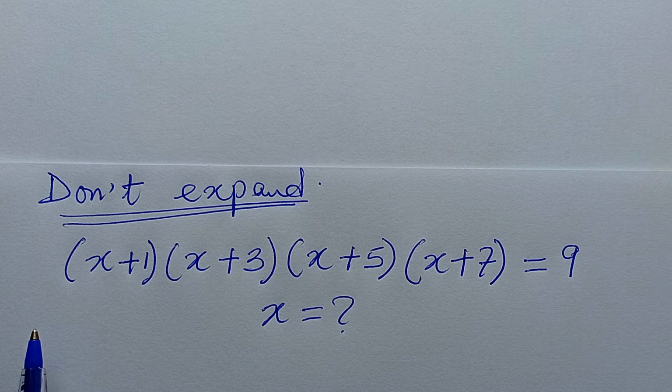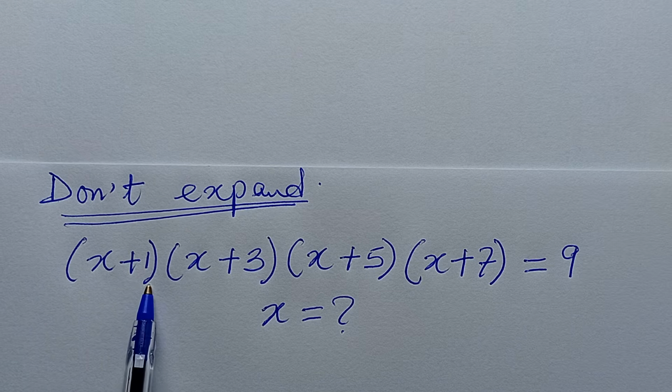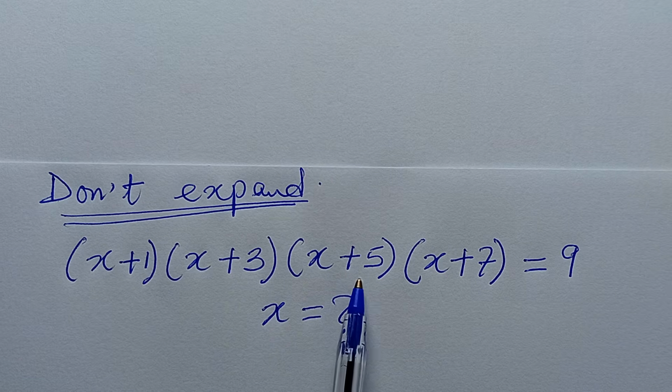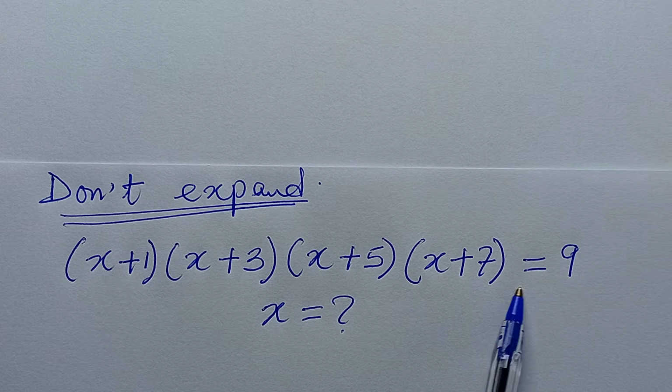We have this equation before us here: (x + 1)(x + 3)(x + 5)(x + 7) = 9. What is the value of x?